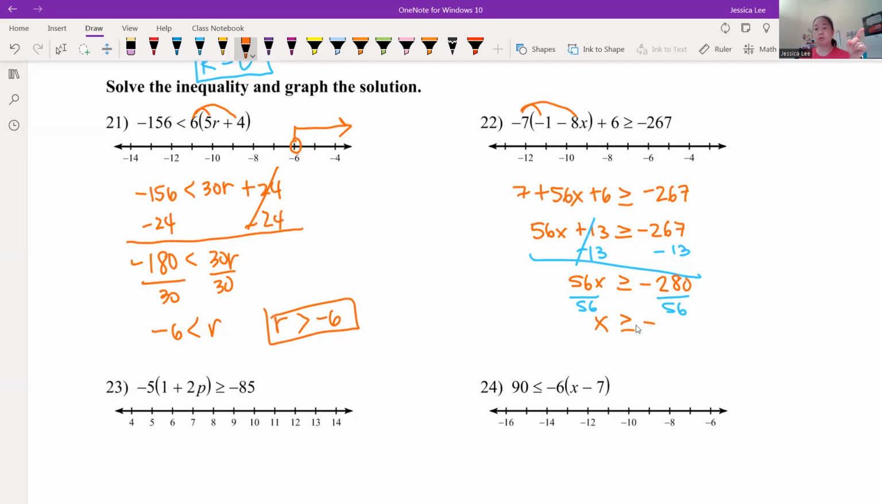And that's going to be x is greater than or equal to... I'm going to say 5. Let's find out. So that's going to be 280 divided by 56. Oh, but it's a 5 there. All right, so x is going to be greater than or equal to -5.